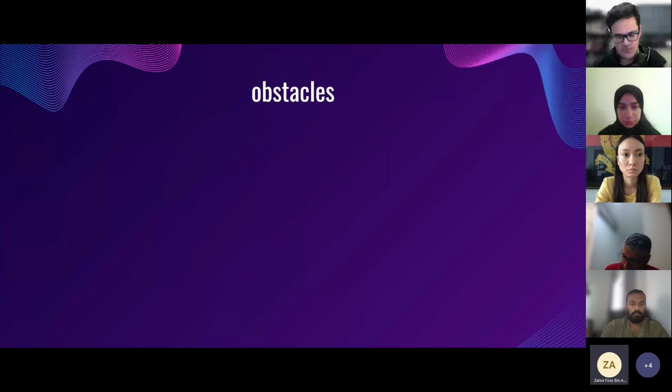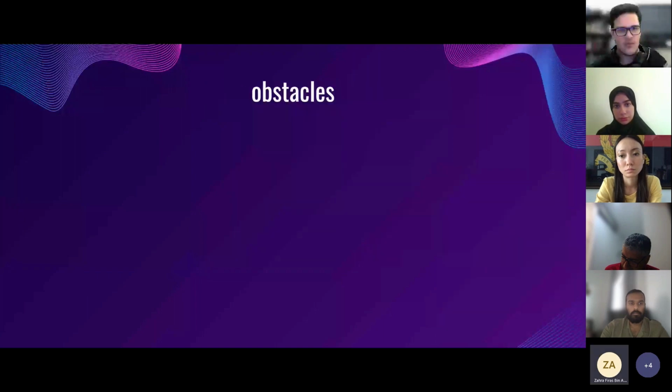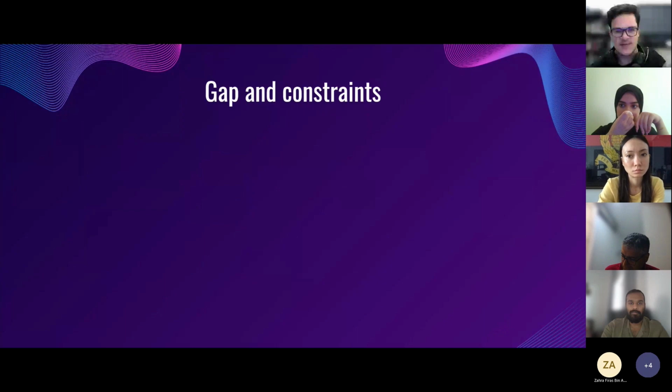Gap and sorry, can you go to the other slide? Gap and constraint. Oh. Gap and no, the other slide. Yeah. I believe there's a delay between me and you because I'm on the gaps and constraints. Oh, okay.